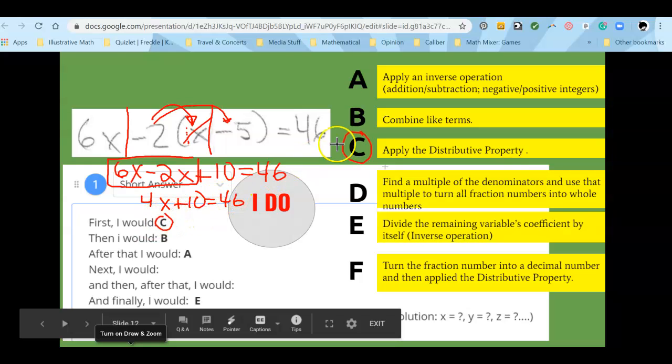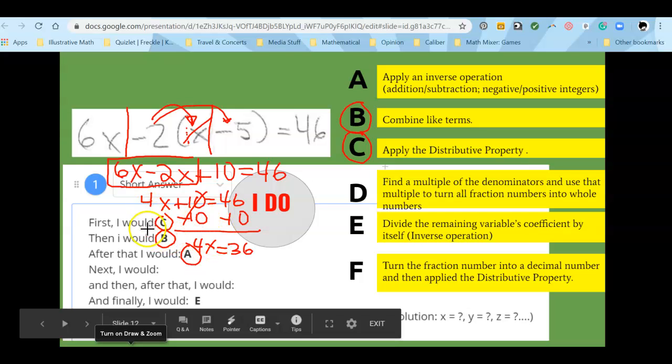Alright, so first I apply distributive property. Then after that, I combine like terms. Then it says after that, I would what? And it says A, apply inverse operation. Okay, so if I have 10 positives here, how many negatives do I need to get to 0? I need 10. And what I do on one side, I do on the other. Those of you that like arithmetic, how to undo addition? By using subtraction. And then I go over here, the difference of 46 and 10 is 36, or 46 positives, 10 negatives, 36 positives. So 4x, I'm looking pretty good.